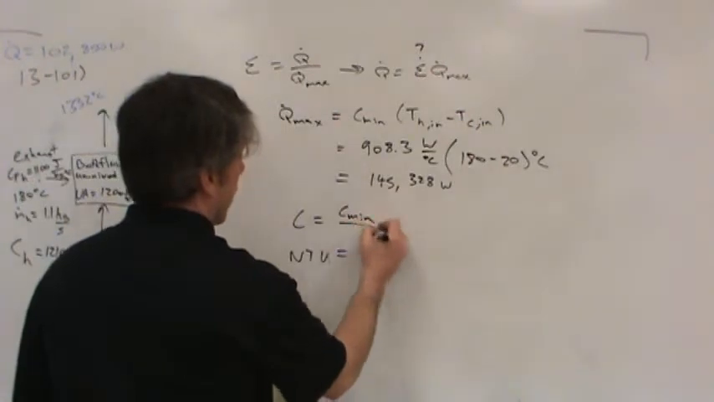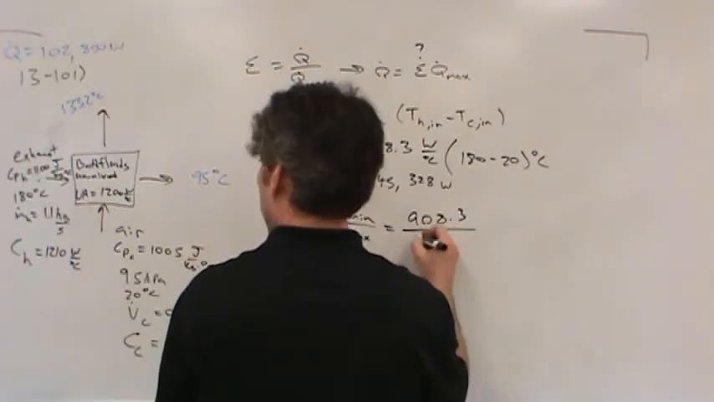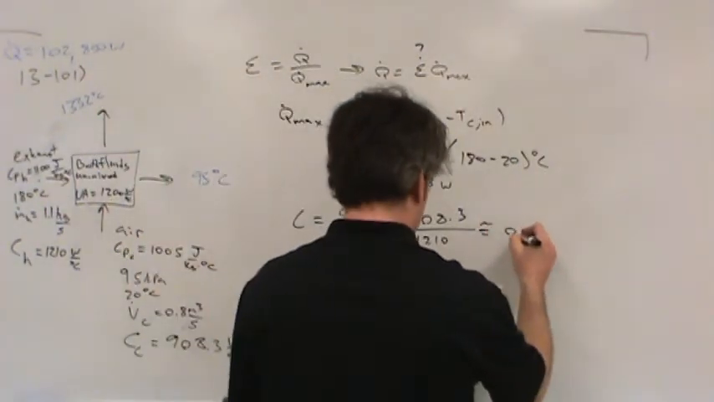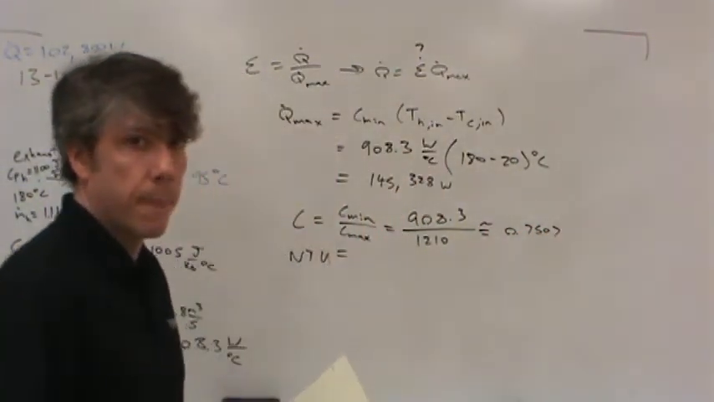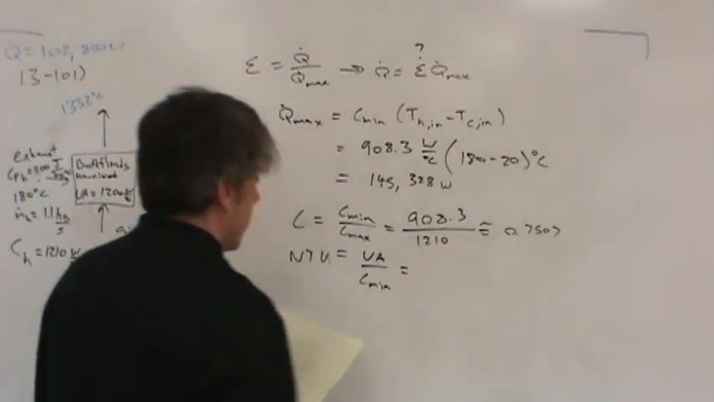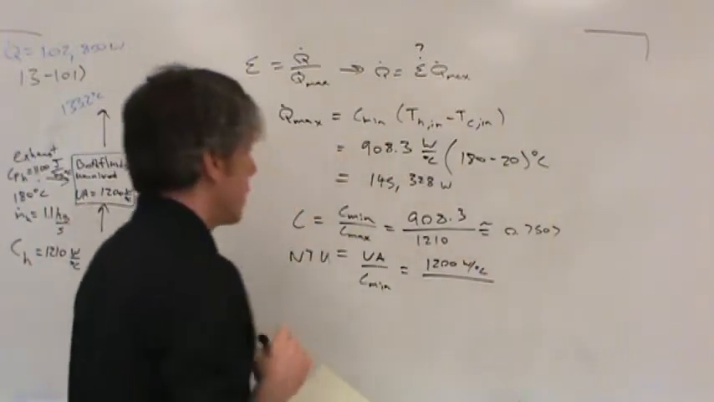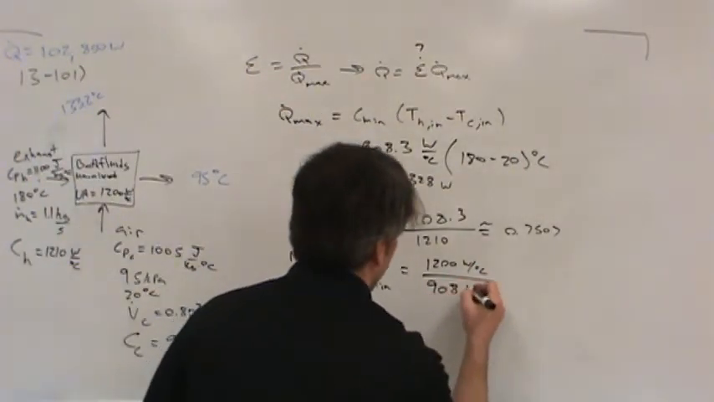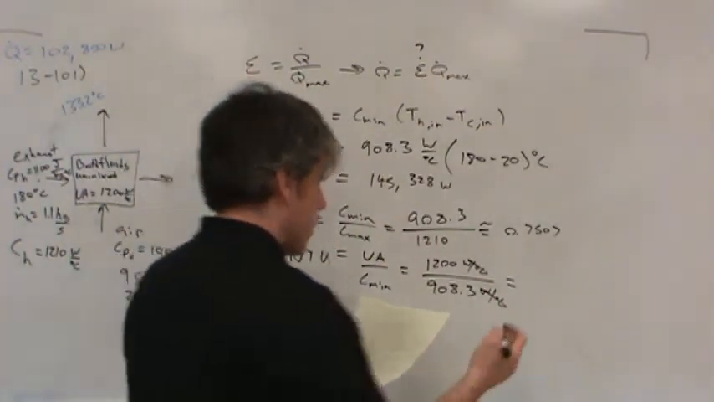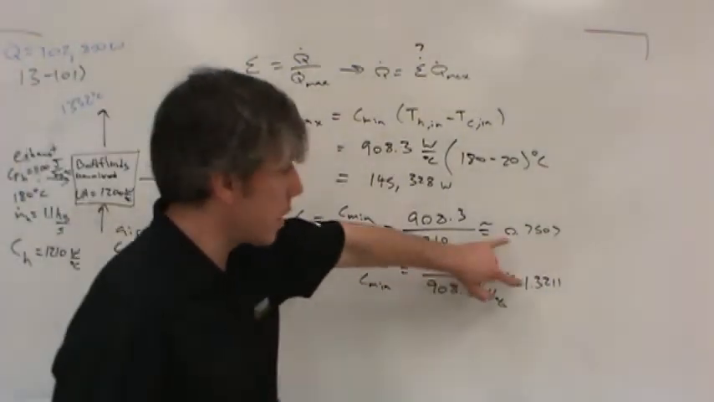But coming up with these two things is pretty easy. The capacity ratio is Cmin over Cmax. Cmin is 908.3. Cmax is 1210. So when you take that ratio, the capacity ratio comes out to about 0.7507. Okay? There's our capacity ratio. The number of transfer units is UA over Cmin. Now, the UA product was given as 1200 watts per degree Celsius. Cmin is 908.3 watts per degree Celsius. Notice the units go away. So the number of transfer units comes out to about 1.3211. Both the capacity ratio and the number of transfer units are dimensionless.